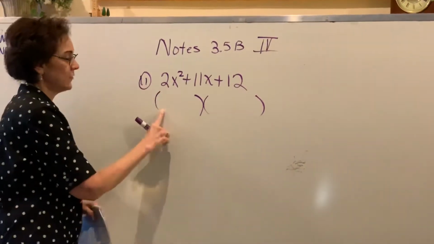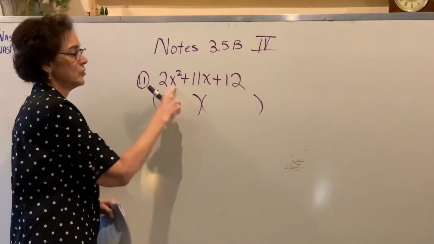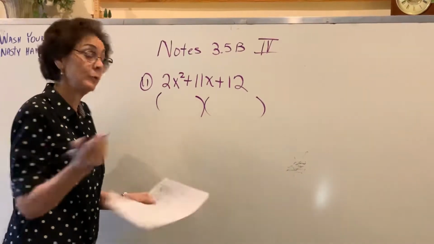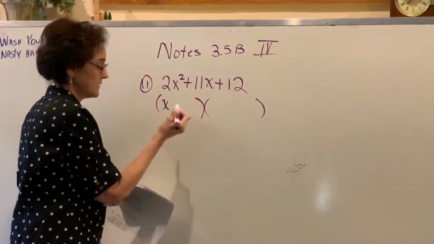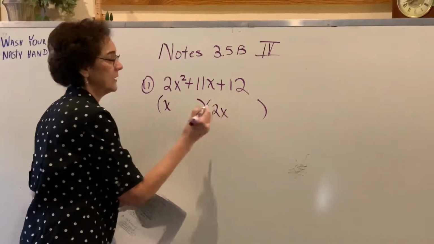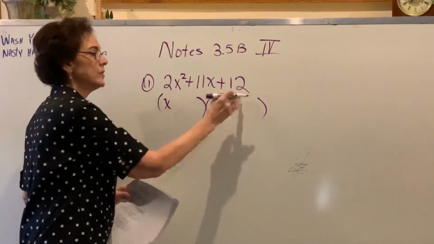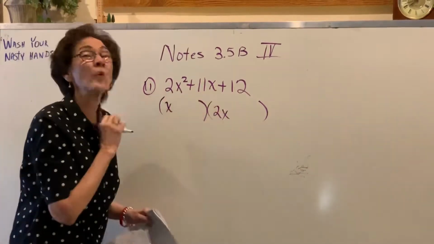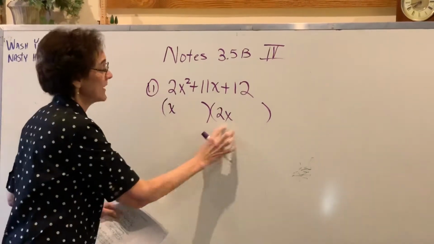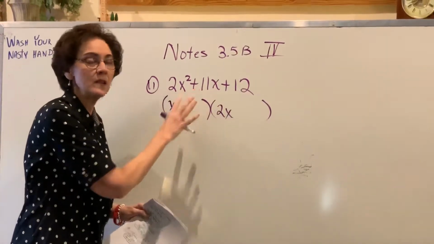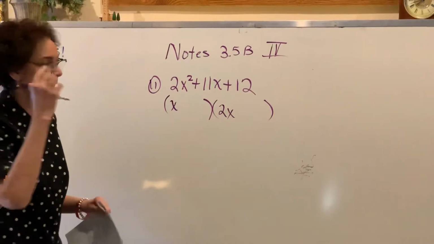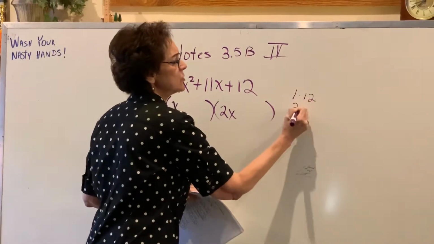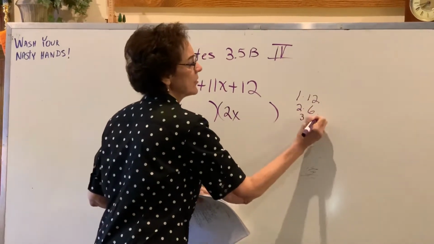So you say what first term times what first term is 2x squared. No choice. The only way to get a 2 is 1 times 2. So x and 1x, or x and 2x. So that's not bad, but here's where it gets a little more complicated. What times what is 12? And I gotta make sure my inners and outers are 11. So basically what you need to think about is 1 times 12, 2 times 6, 3 times 4.